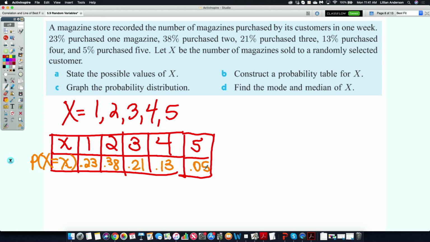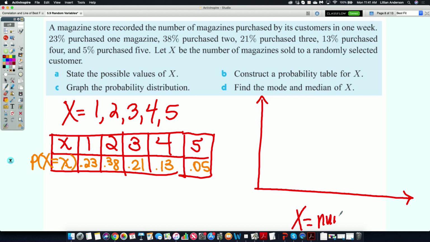Okay? What's going to go on my x-axis? 1, 2, 3, 4, 5. And what's going to go on my y's? The decimals, yes. The probability. So this is going to be my random variable x, which represents my number of magazines. And then I have my probability.